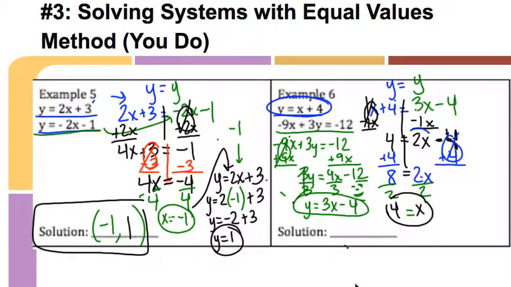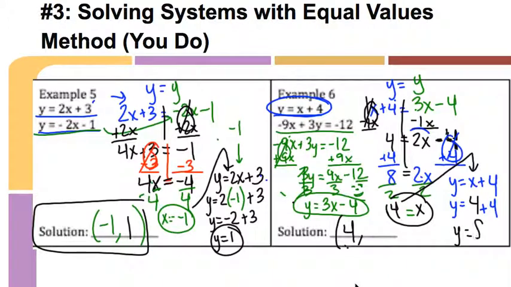So if x equals 4, that's the first number in my coordinate. And now I can take this and plug it into either equation. I like the blue equation. It looks a little simpler. Y equals x plus 4. But instead of this x, I'm going to put 4. So y equals 4 plus 4. Pretty basic. Y is equal to 8. So my final answer here, the solution is 4, 8.